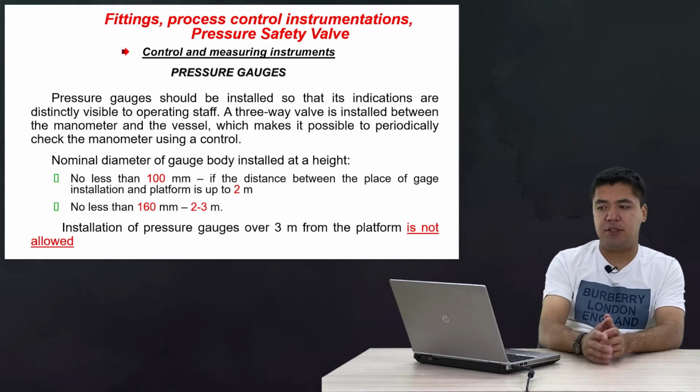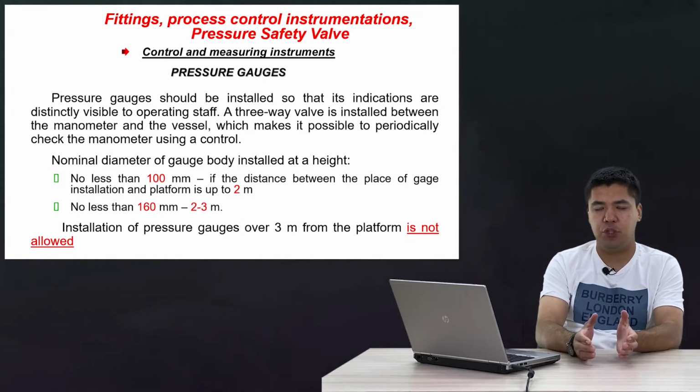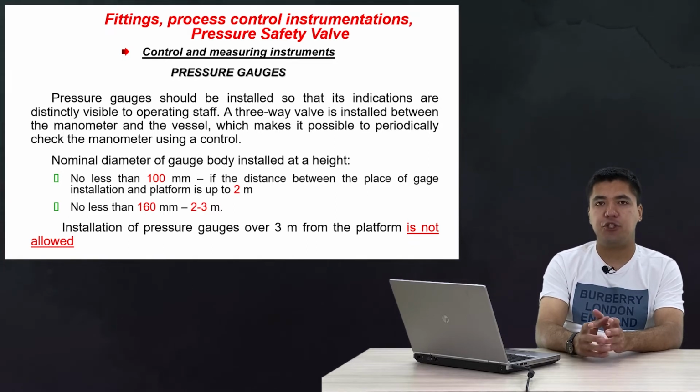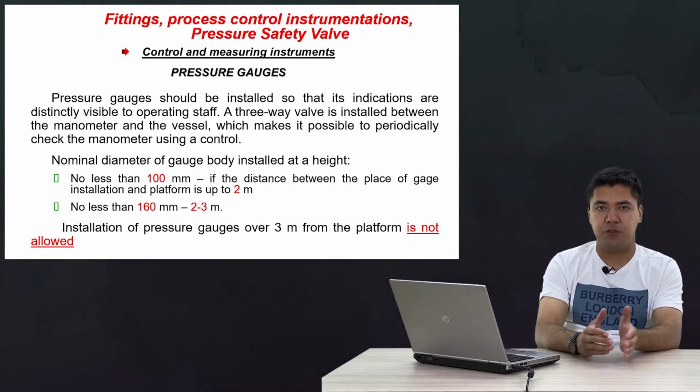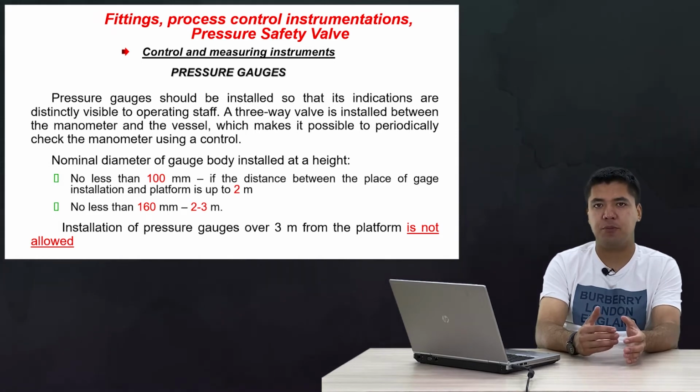So the next slide is about the pressure gauges. Pressure gauges or manometers. So what does it mean? It's a device that we use to check the pressure level. Many people may confuse manometers with barometers. A manometer is a device that we use to check the pressure of instruments or devices. A barometer we use to check atmospheric pressure.